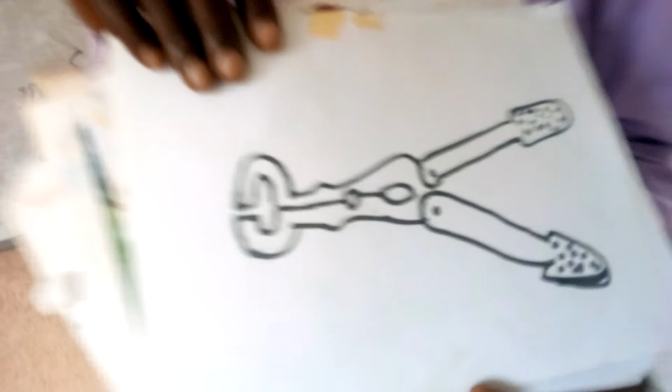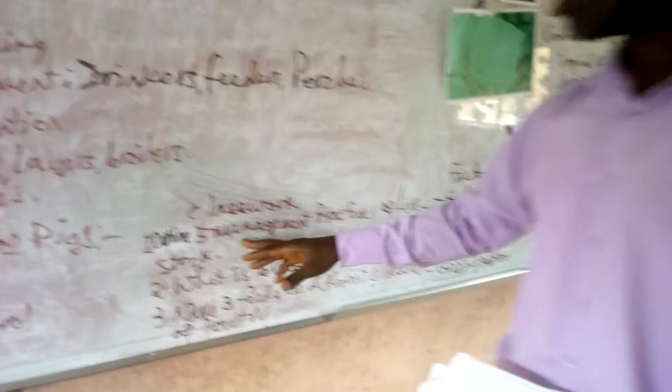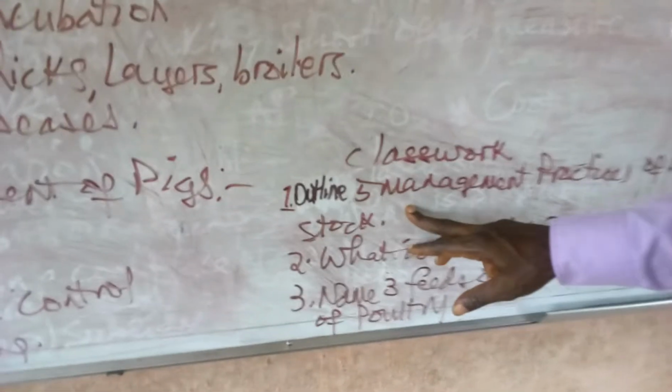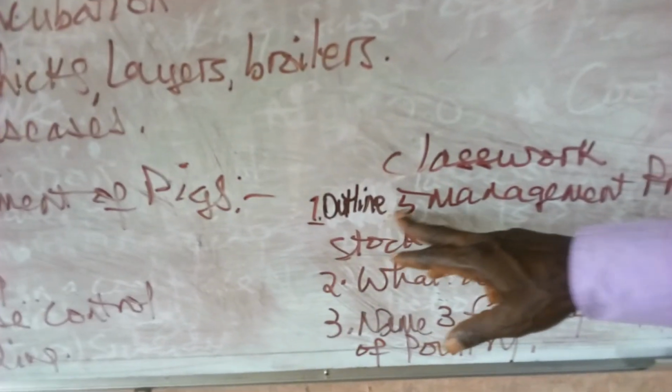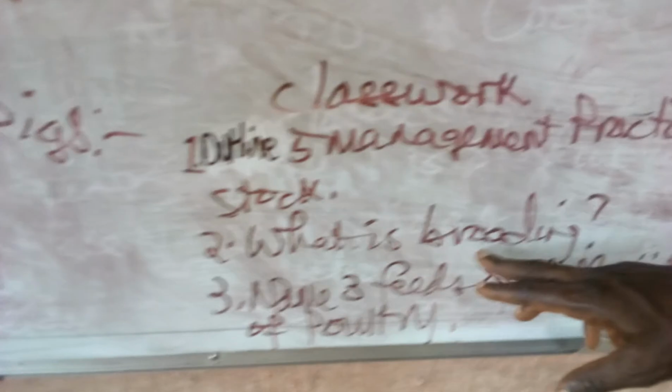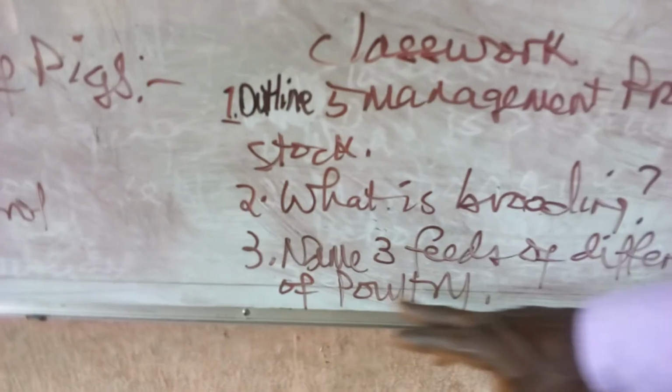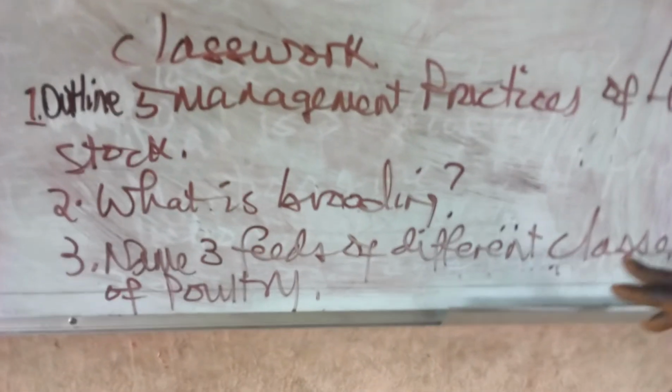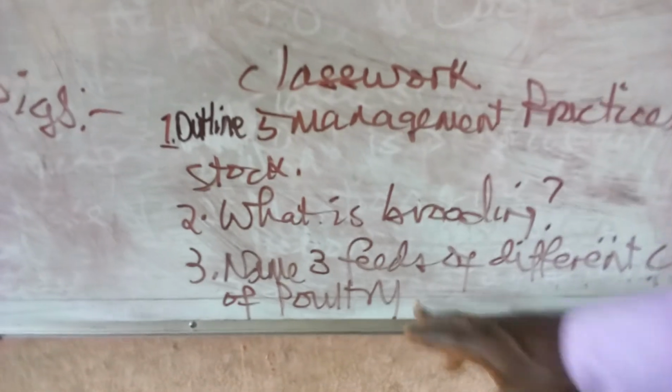Thank you very much. So answer these questions for me in closing. Number one is the classwork. Number one, outline five management practices of livestock animals. Number two, what is brooding? Number three, name three feeds of different classes of poultry.